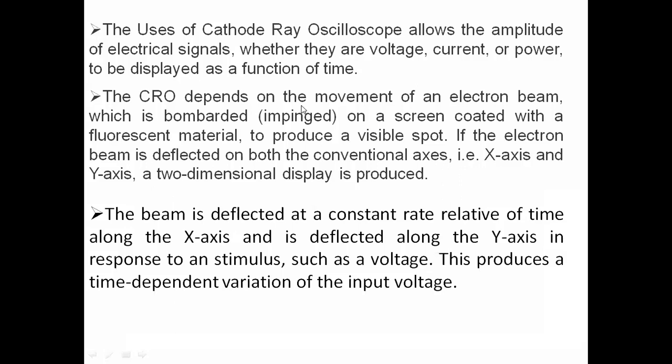So the CRO depends on the movement of the electron beam. The main thing is the electron beam movement, which is bombarded on a screen coated with a fluorescent material to produce a visible spot. If the electron beam is deflected on both conventional axes, the x-axis and y-axis, we get the display of the applied input signal by movement of both the vertical and horizontal deflection plates.